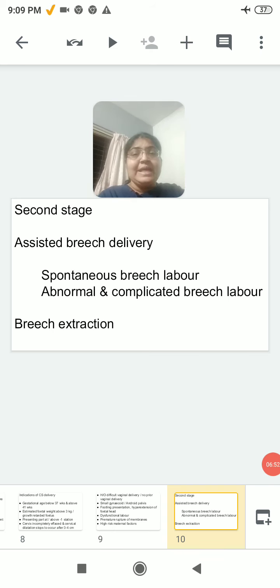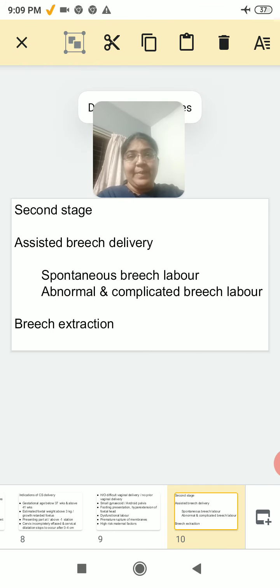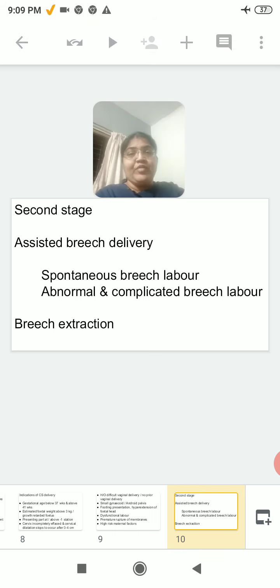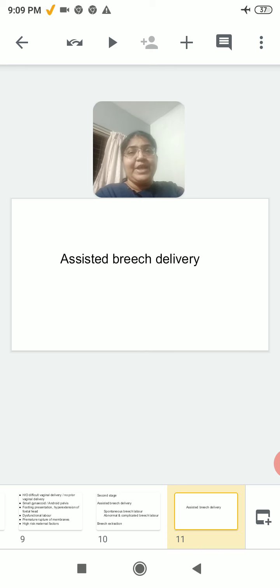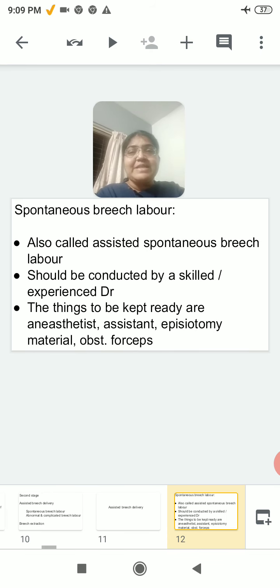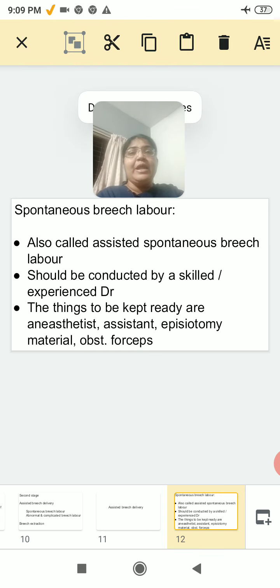Now we come to the management in the second stage of labor. This can be planned in this way. It may be assisted breech delivery or breech extraction. Assisted breech delivery consists of two steps: spontaneous breech labor, and abnormal and complicated breech labor. So we first start with the assisted breech delivery, where we first start with the spontaneous breech labor. It is also called assisted spontaneous breech labor.